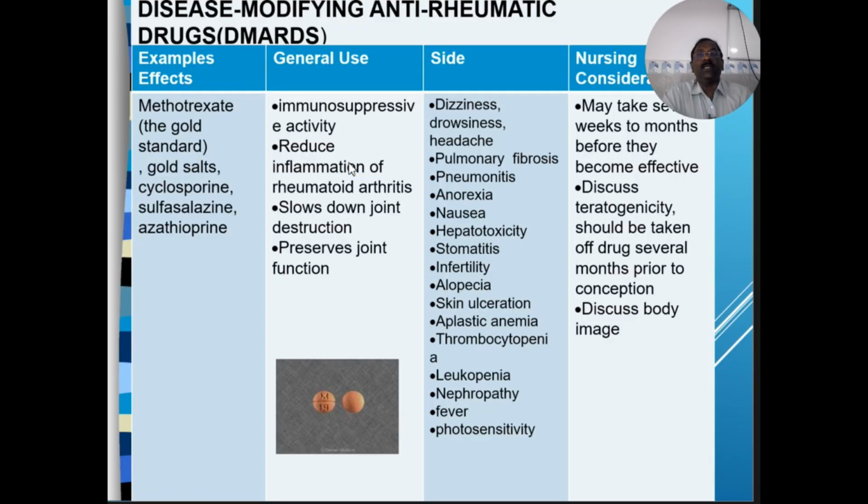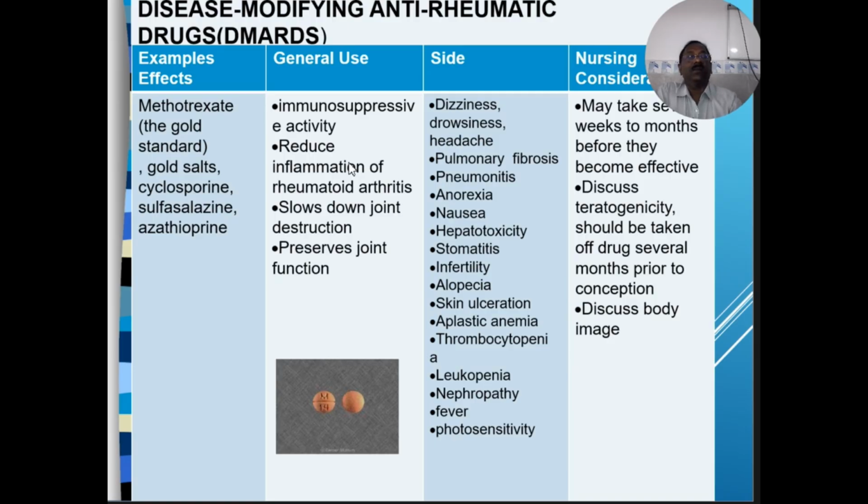So these are the different DMARDs: methotrexate, the gold standard, gold salts, cyclosporin, sulfasalazine, azathioprine. These are all the important drugs. They are immunosuppressive drugs. They reduce the inflammation of rheumatoid arthritis, slow down the joint destruction, and preserve the joint function. See the tablets, very small tablets. What is more important is the side effects.